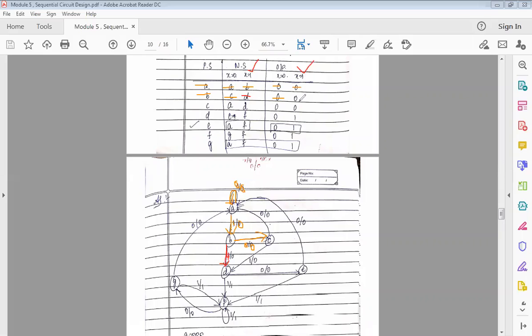Now, what is my output here? When x is equal to 1, the output is 0. So that is 0 I have to write here. Understood? Yes, sir. So you have to take it step by step.